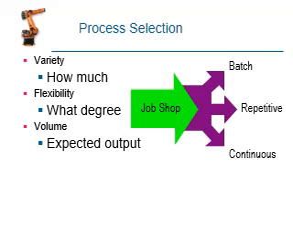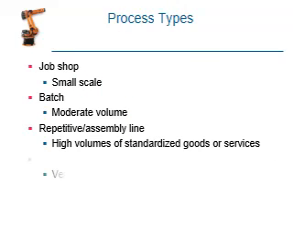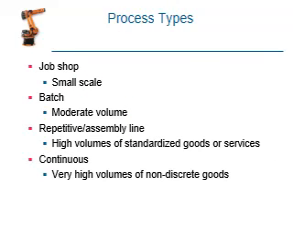Another one is continuous production. What is continuous production? An example is bolt and nut production. That is continuous production. So there is job shop production, batch production, repetitive or assembly lines, and continuous production.